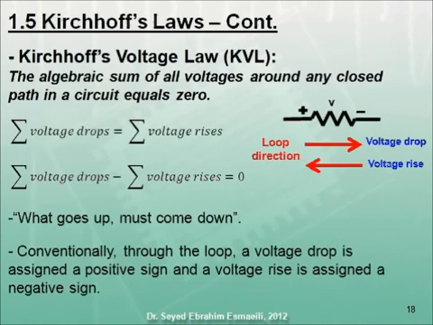Kirchhoff's voltage law, also known as KVL, states that the algebraic sum of all voltages around any closed path in a circuit is equal to 0. KVL can be expressed mathematically as the summation of voltage drops across the loop equals the summation of voltage rises, or the summation of voltage drops minus the summation of voltage rises equals 0. In other words, what goes up must come down. Conventionally, going through the loop, and as illustrated in the figure, a voltage drop is assigned a positive sign and a voltage rise is assigned a negative sign.